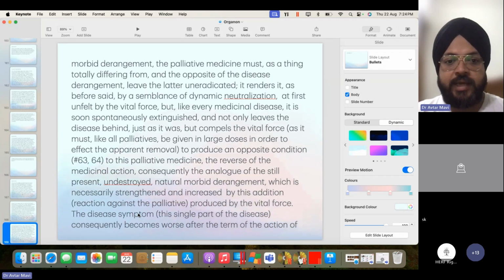The reverse of the medicinal action, consequently, the analog of the still present, undestroyed natural morbid derangement. The natural morbid derangement is still there, it is still undestroyed, which is necessarily strengthened and increased by this additional reaction against the palliative. So now the disease force is more strengthened, the disease is more increased, produced by the vital force. The disease symptom, this single part of the disease. So the acidity is the single symptom of the whole disease. This we have to understand.